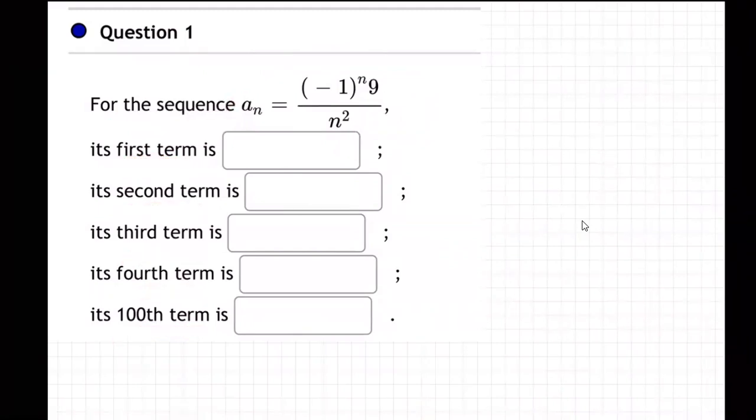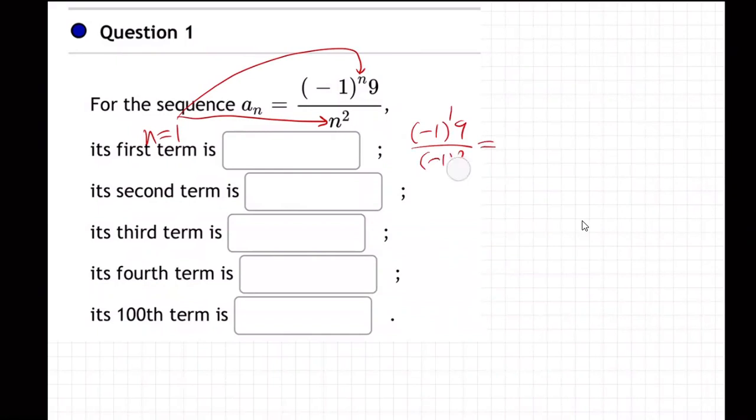So I'm just going to take this formula. First term, I'm going to plug in n equals 1 right there and there. So it'll be minus 1 to the 1 times 9 over 1 squared. You're tracking with me? And then that's what? Minus 1 times 9 is minus 9. This is positive 1 because it's squared, and that's minus 9. So the first term is minus 9.